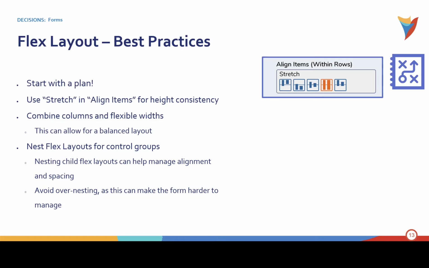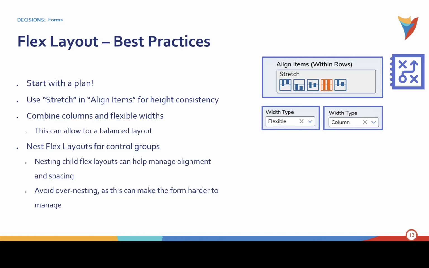Next is what I already emphasized. When you combine with types of column and flexible or fixed, it can allow for a more balanced layout and allow your particular form to be resized in the way that you want it when visibility rules are applied and when the form changes size.